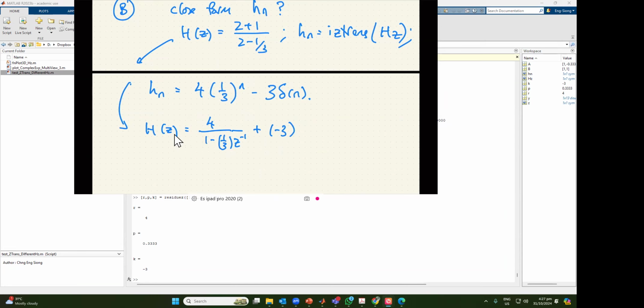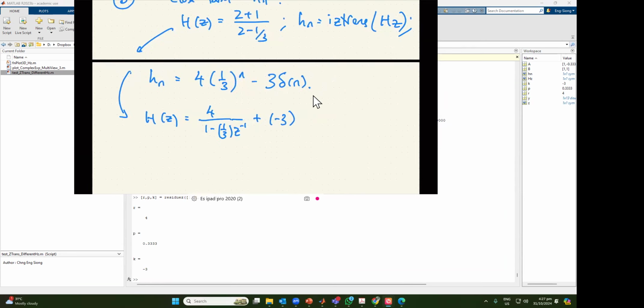Anyone believe that this equation is equal to this equation? Let's say I don't believe, right? So I'm going to try. 4 over z minus 1/3, so I will multiply top and bottom by z, z minus 1/3. So nothing is changing here. Minus 3, I have to multiply top and bottom by z minus 1/3.